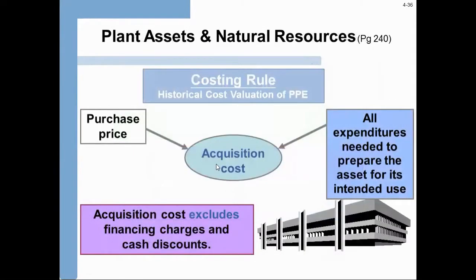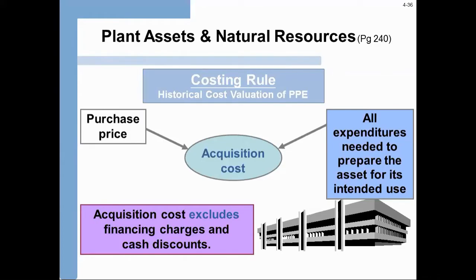In order to record the value of this property, plant and equipment in our books of accounts or in the balance sheet, we need to calculate the cost. And the cost of property, plant and equipment is the sum of the purchase price plus all those costs which are incurred to make the asset ready for use.